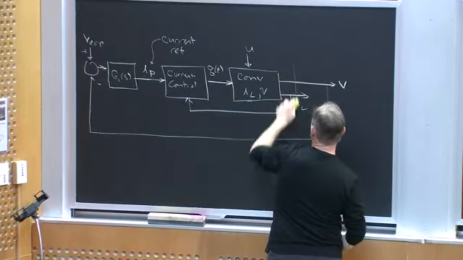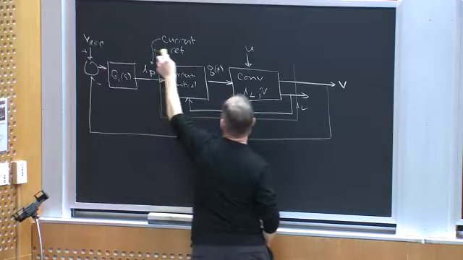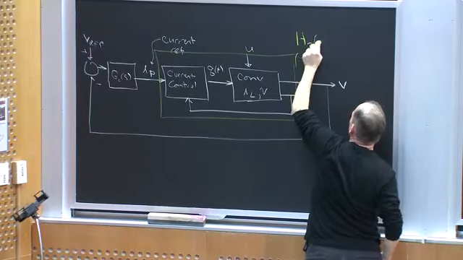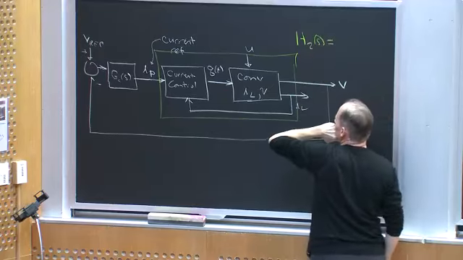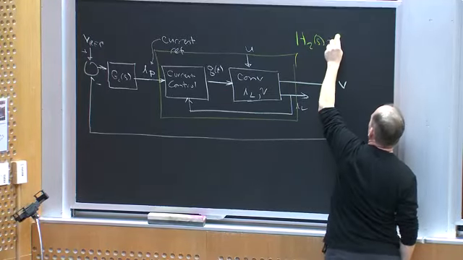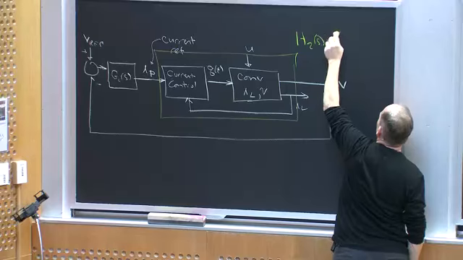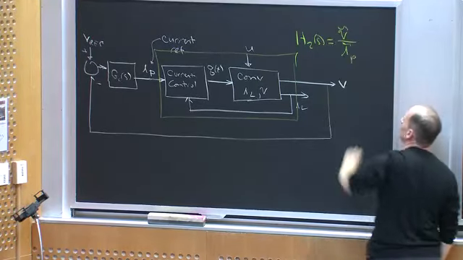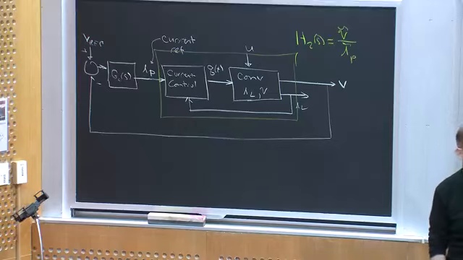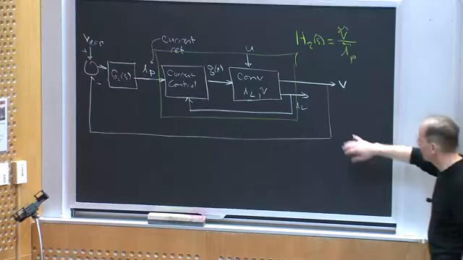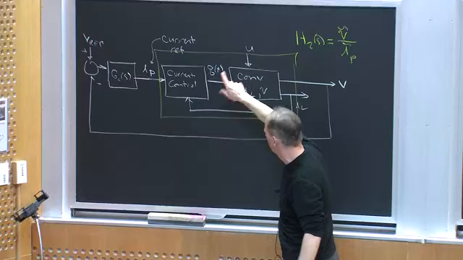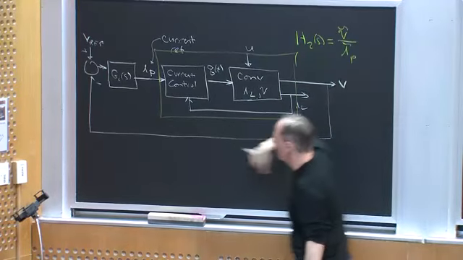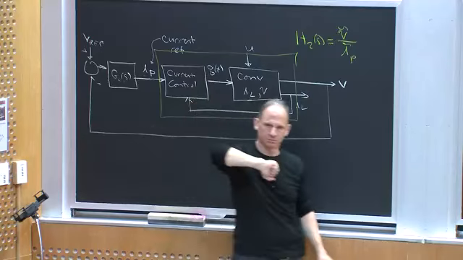So basically, I can take this out and swap it for an H2 of s that's basically equal to V tilde over I peak tilde. So I've basically got my whole inner loop going, and now if I have I peak tilde and V tilde, I can now design my outer loop.